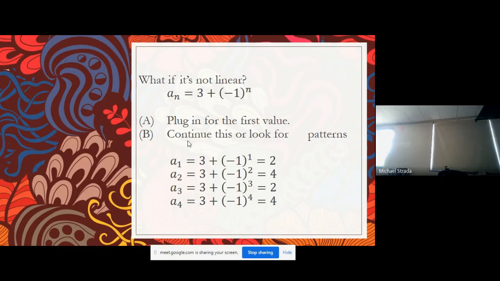So basically, you may be asked what's a sub 17. Well, that's an odd number. So all the odd numbers have a value of what? 2. If they ask for a sub 500, rather than plugging in everything, realize it's easy. So it's your choice on what you do.